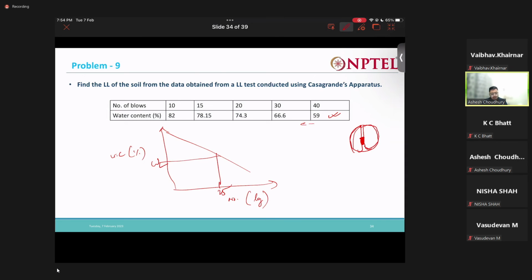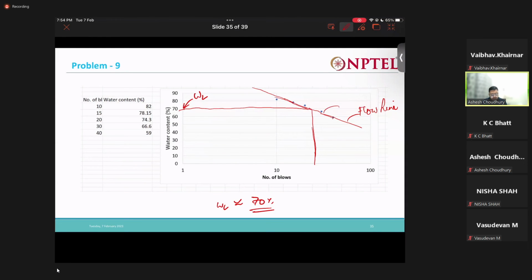One more thing you can do is calculate the flow index. The flow index is nothing but the slope of this line. If the slope is high, that means the soil loses its strength more easily. A higher flow index means the soil will get to a flowy state more easily. So this is what it is.